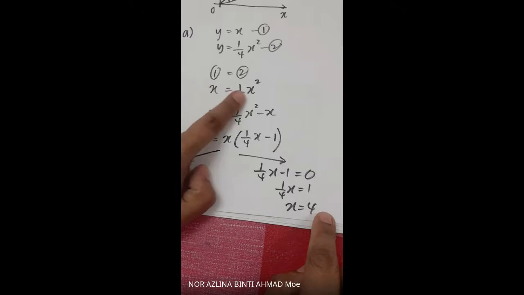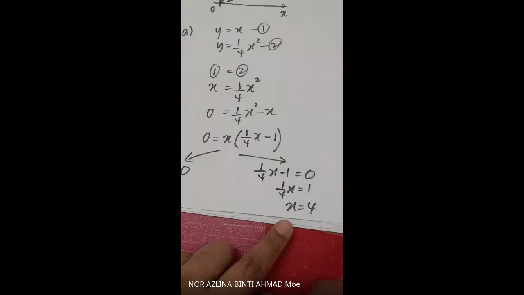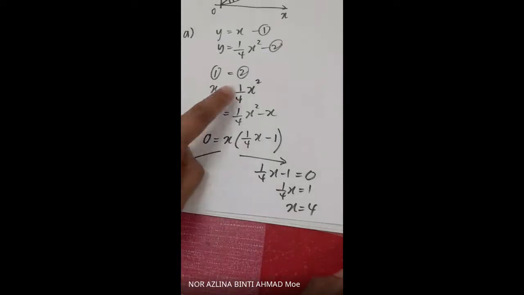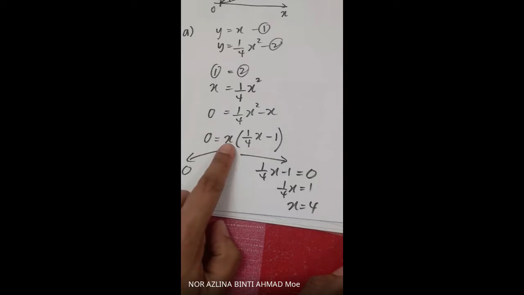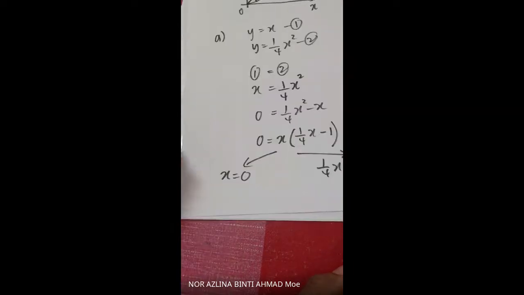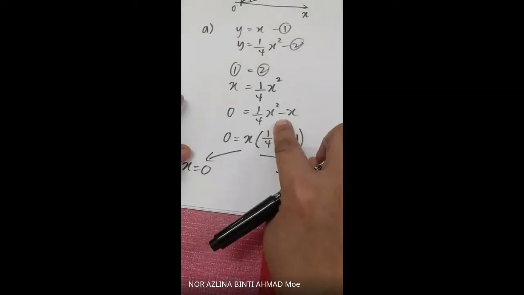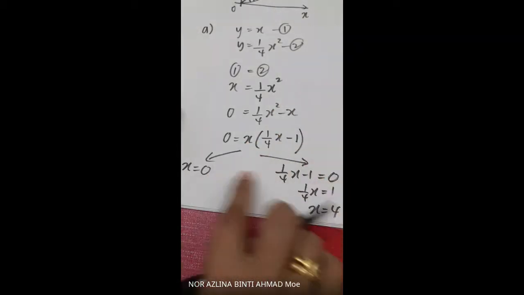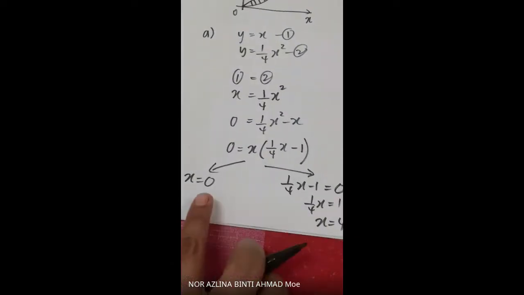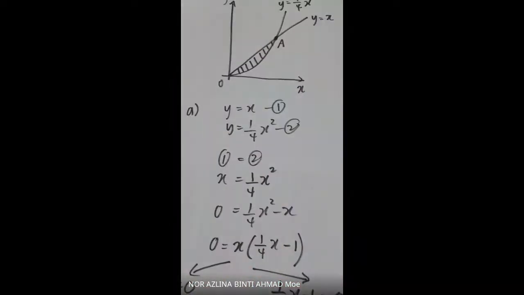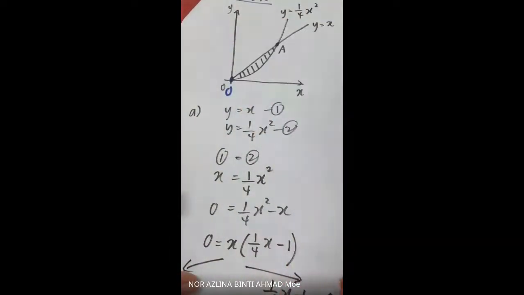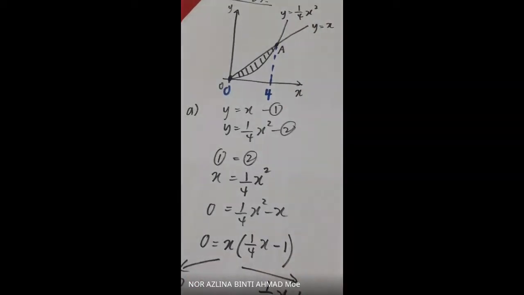they divide by x. If they divide by x, you will get only one answer. It is 4. So that is wrong, because if you divide x, one answer for x will be missing. So you need to factorize. You need to form a quadratic equation. Then you will get two values of x. So now this is 0. Okay, you get x equals 0 just now, right? So this is 0, the intersection point O. And one more here, x equals 4.